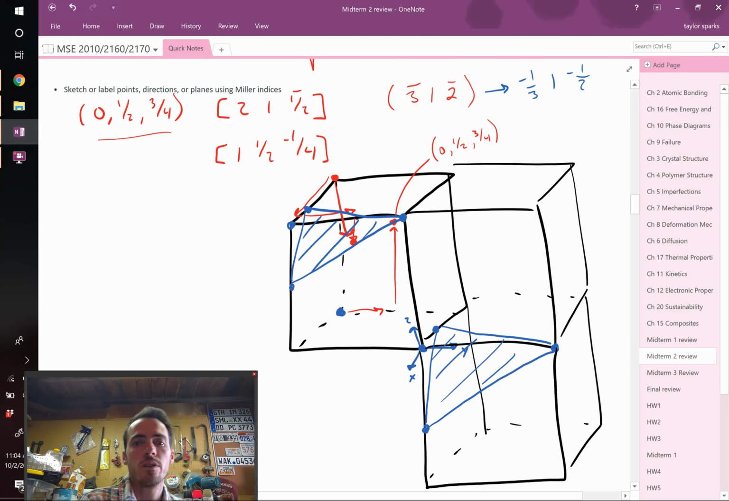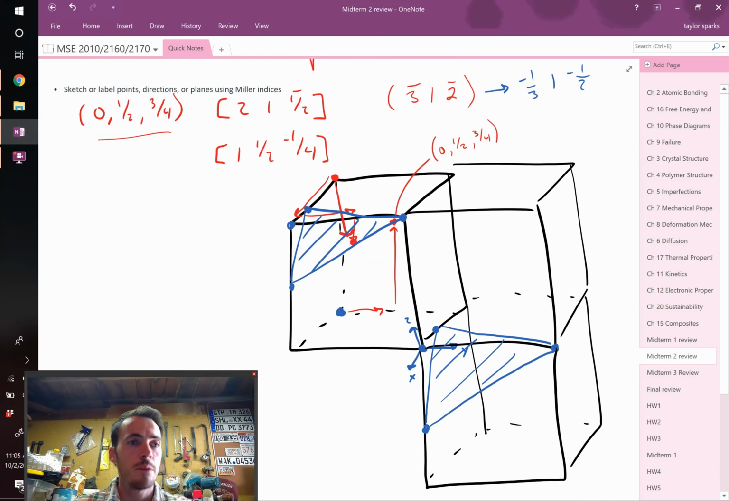So it does not matter which origin you use when you draw these things. It gives you the exact same plane because these planes run infinitely through the material, so it doesn't matter which one you choose, you're going to get the same plane. It's just going to cut through a different unit cell. Okay? That is drawing these things.